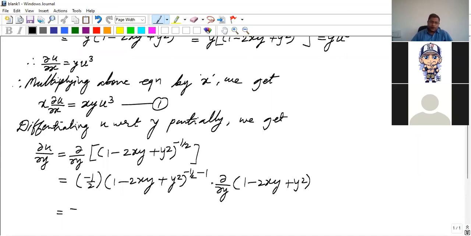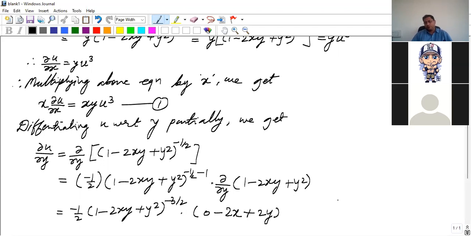So what we are able to get here is minus half, bracket 1 minus 2xy plus y square, raised to minus 3 by 2. Now here the derivative of this term is going to be 0. The derivative of 1 is going to be 0 with respect to y. Here 2x is treated as a constant, and the derivative of y is going to be 1. Plus here we have the derivative of y square, which is 2y.